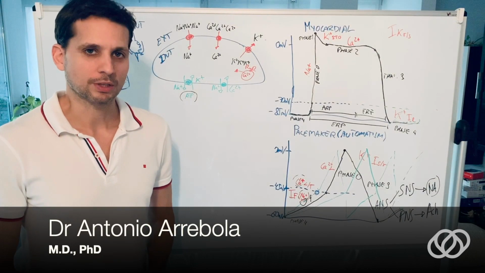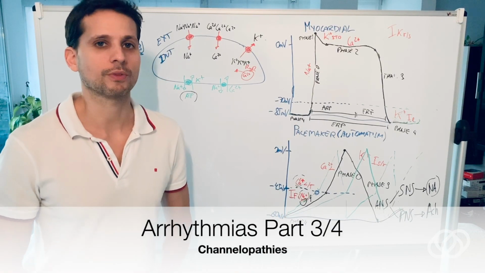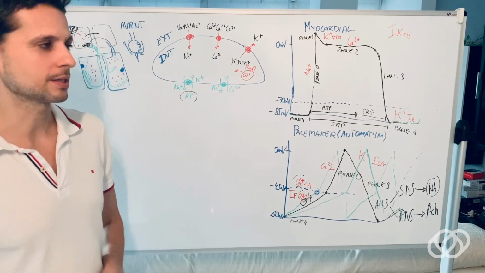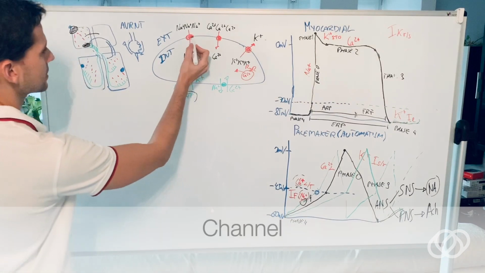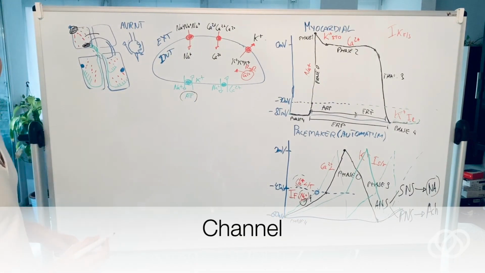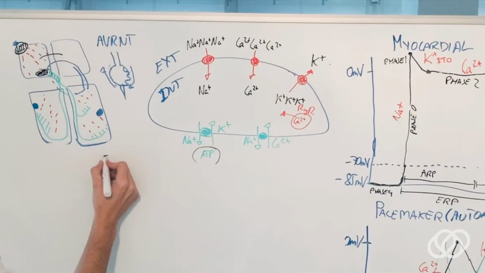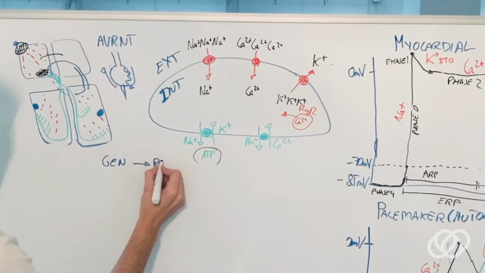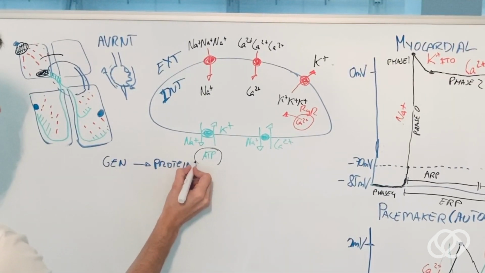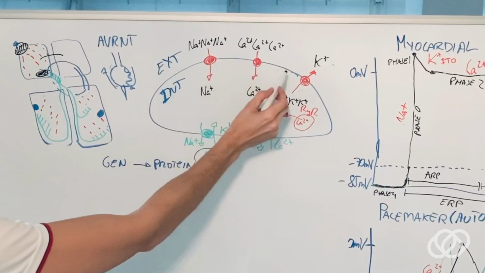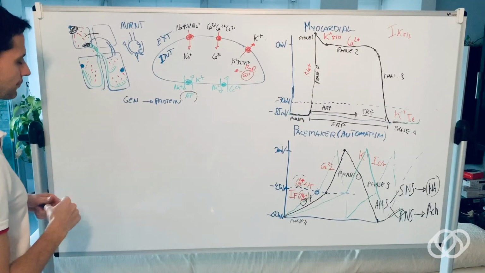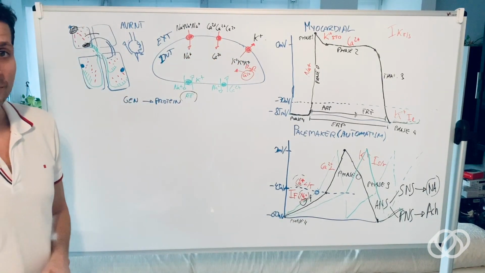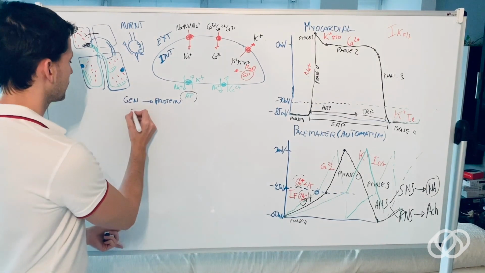In this part we are going to start talking about the channelopathies. Every time we talk about channelopathies, we must say that the problem is, as it says, in a channel. Usually what happens is that we have a gene that codifies a protein, and this protein is part of any of the channels. And when we find a channelopathy, sometimes we can find the problem as a mutation of the gene.